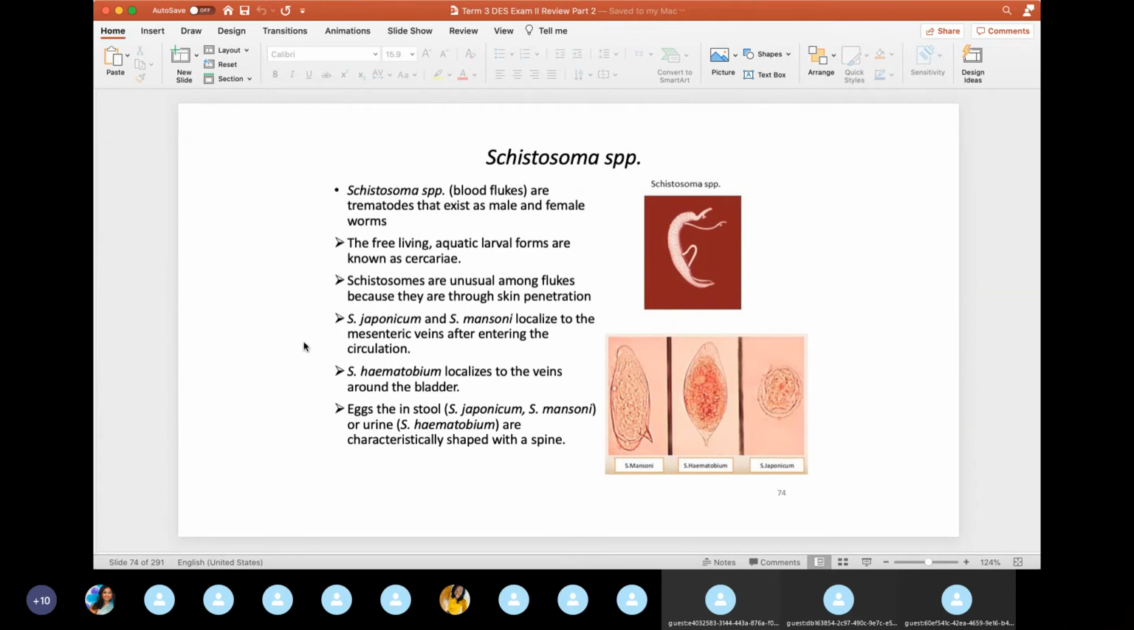Schistosoma species. Look at this one. It's a trematode. It exists not as a hermaphrodite. You have a male and a female worm. Do I need to know the differences of each species? Yes. Look at the image at the bottom. They're going to give you a picture of the egg. Differentiate Mansoni, Hematobium, and Japonicum. What can you say about the 3? How are you going to differentiate them? Just by looking at them.